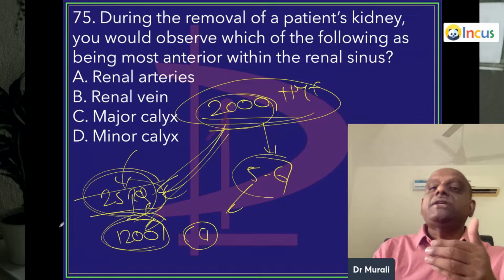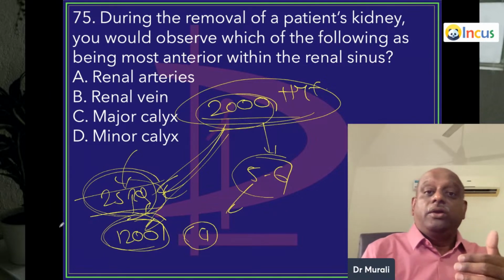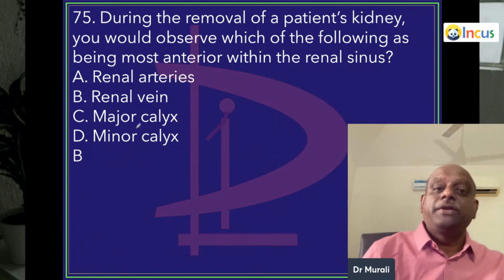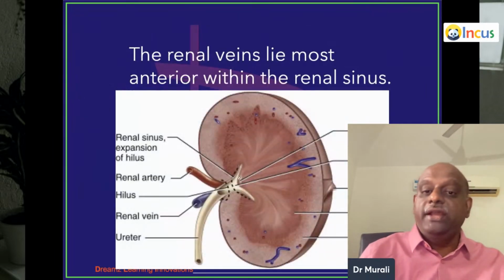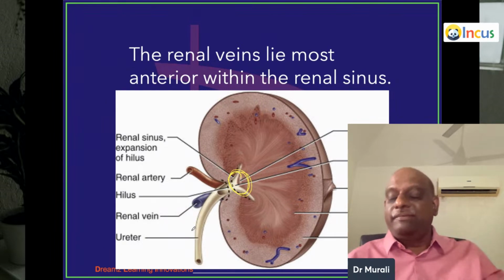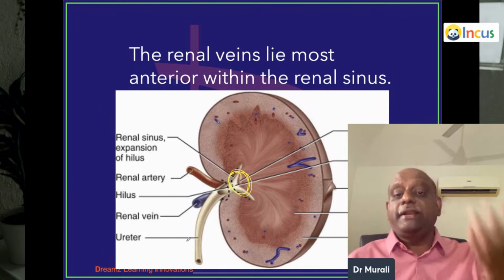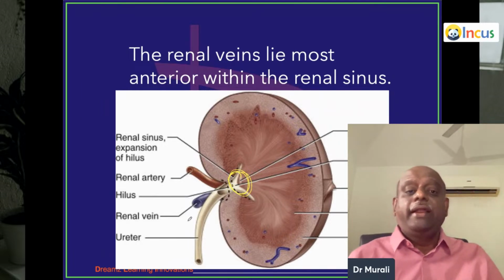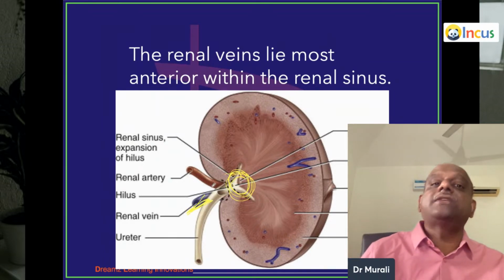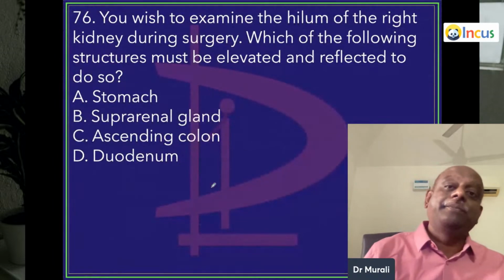During the removal of the patient's kidney, which structure is most anterior to the renal sinus? It is the renal vein. So here you have the renal sinus. Some of the residents attending right now are all working in TX hospital, where I am the consultant in critical care and emergency medicine. Day in and day out, we do renal transplants. So you should know the relationship. The renal vein is anterior to the renal sinus, is what you need to remember.